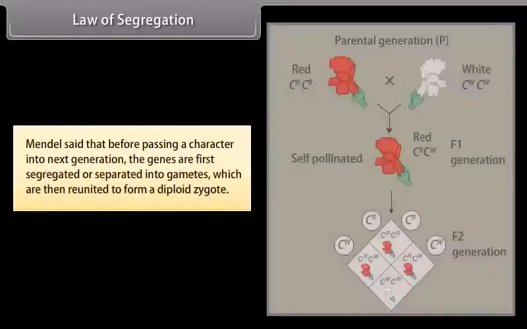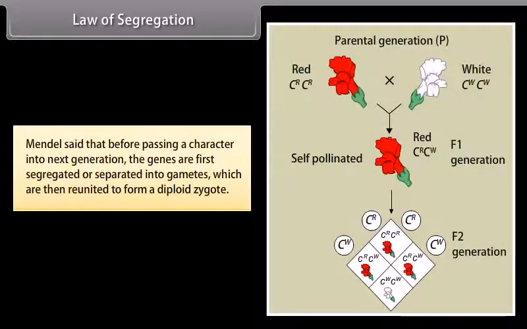Law of segregation. Mendel said that before passing a character into next generation, the genes are first segregated or separated into gametes, which are then reunited to form a diploid zygote.